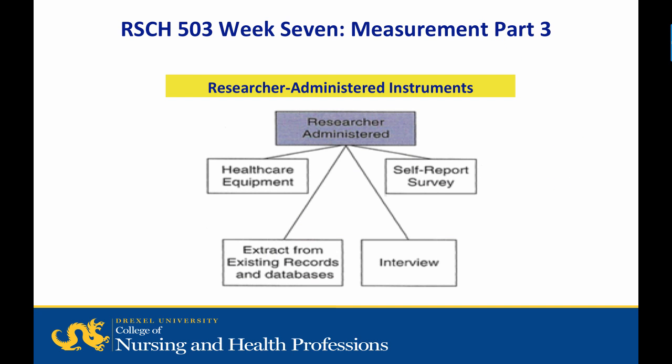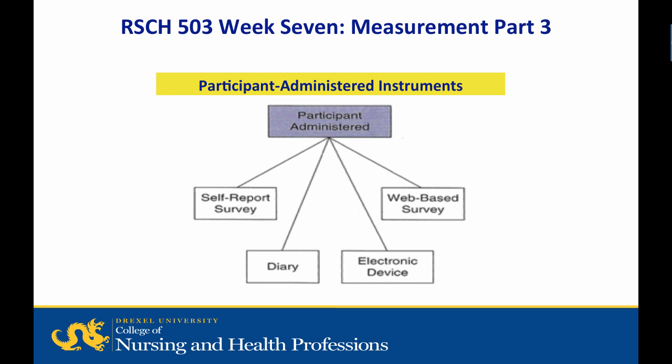A researcher must determine if his or her study can be completed with a self-report method. If yes, then the researcher has 2 choices for such self-report surveys. The first is the researcher-administered format. The researcher may obtain data from healthcare equipment, by extracting data from existing records or databases, from interviews, or by self-report surveys collected online, via mail, or in person.